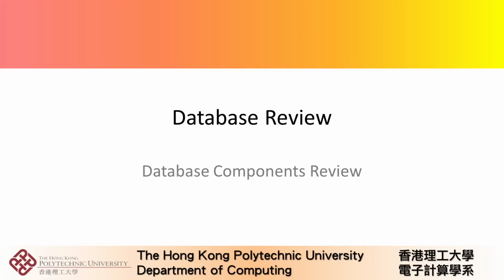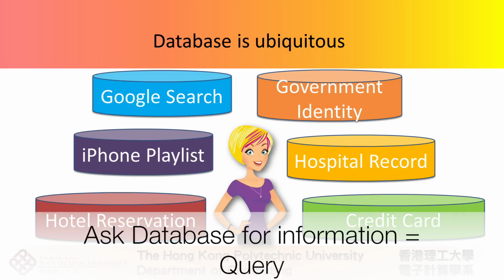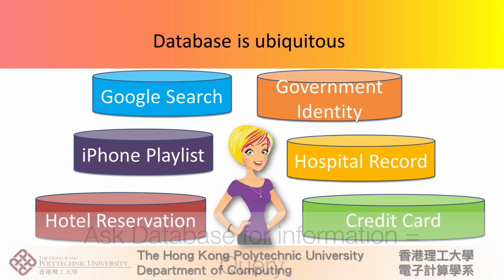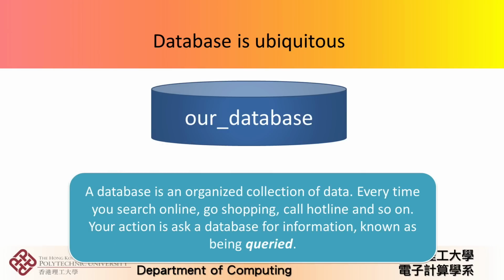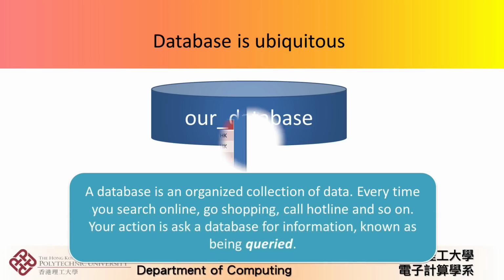We will now help you recall the knowledge about database components. Database is ubiquitous. A database is an organized collection of data. Every time you search online, go shopping, call a hotline, and so on, your action is asking a database for information, or querying it. It is widely recognized that databases and data are used as synonyms. When you say this, just think database.